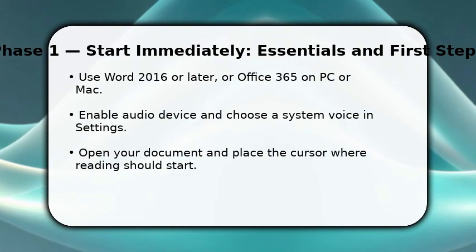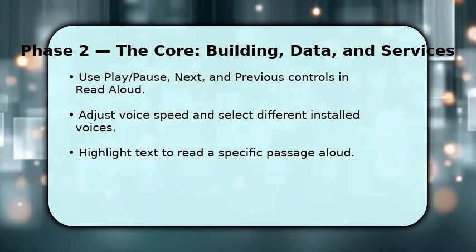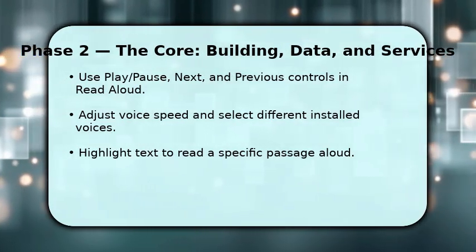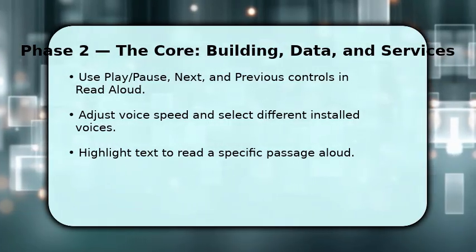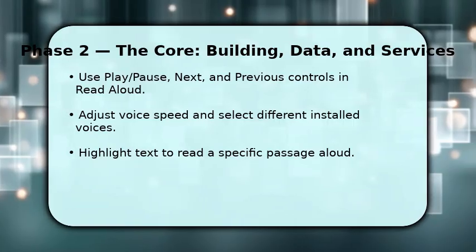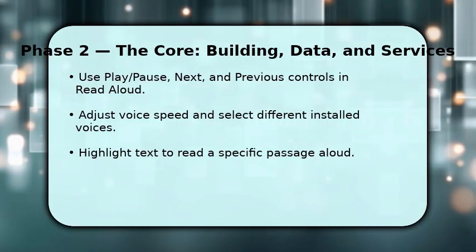Once Read Aloud starts, use the play/pause button to control flow and the next/previous buttons to jump by sentence. These let you skim or study efficiently. Make sure to open the voice menu to change narrator or to slow the speed. Slower pace improves comprehension, while faster pace saves time.